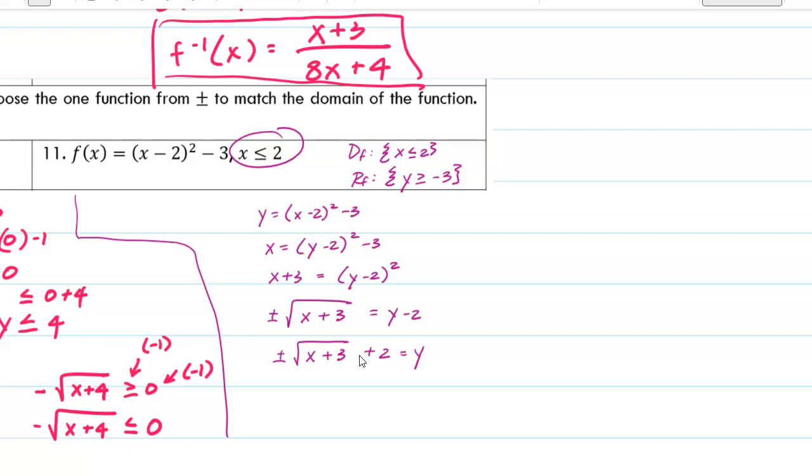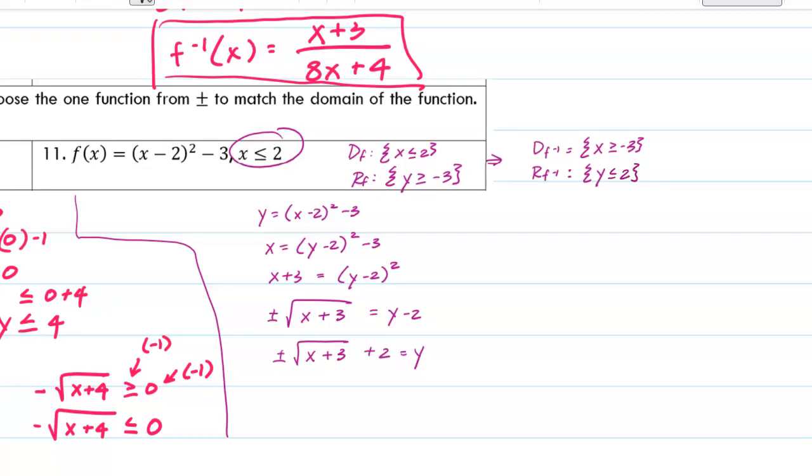Okay, let's look at the inverse. This implies that the domain of the inverse is going to be the range of the function. So x has to be greater than or equal to -3. And the range of the inverse is going to be the domain, which is going to be less than or equal to 2.